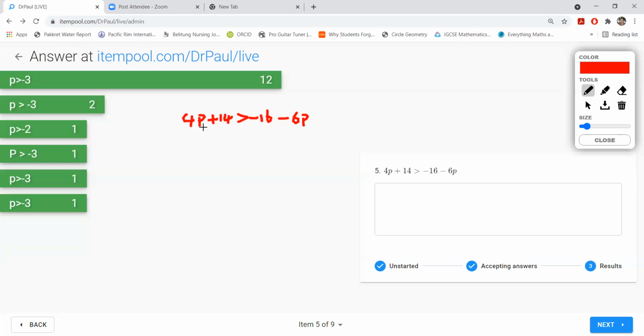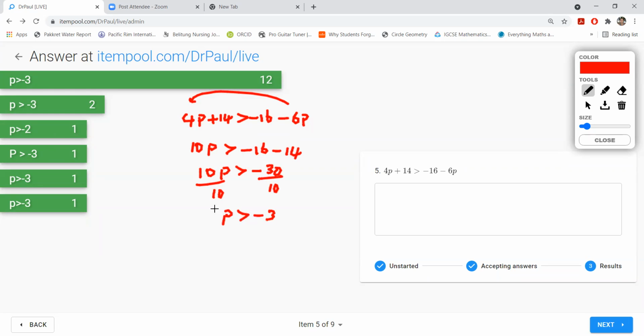So put your p's together. So you'll have 10p on the left greater than -16 minus 14. 10p greater than -30, not 20. I think that's what that student did there. So -30. Divide by 10 both sides. So p will be greater than -3. So these look okay. -2, I think you wrote 20 and not 30. That's all. The rest look okay.